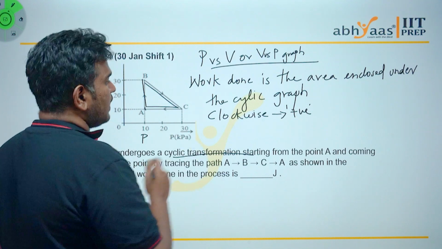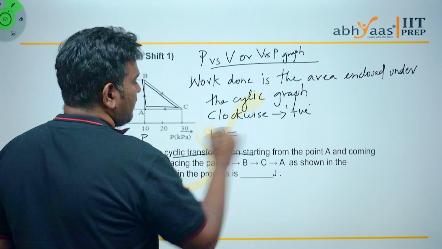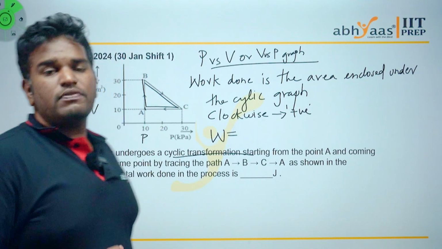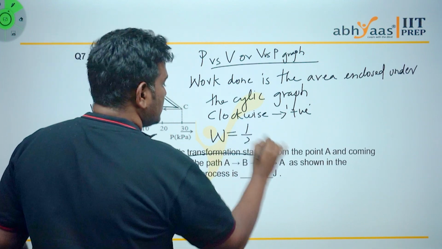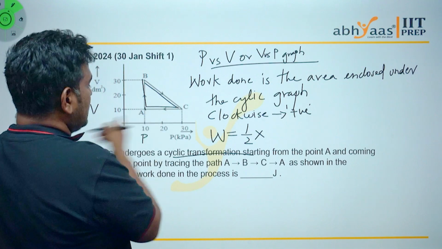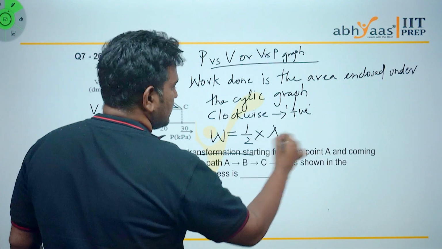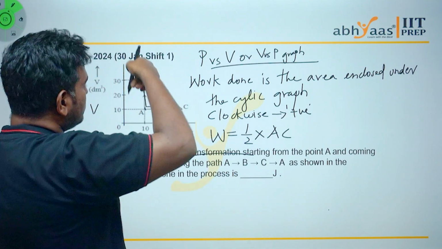So how can you find the answer? Work is equal to the area of this triangle. What is the area of a triangle? Half into base into height. So half, what is the base here? The base is AC. What is the height, the altitude? AB.